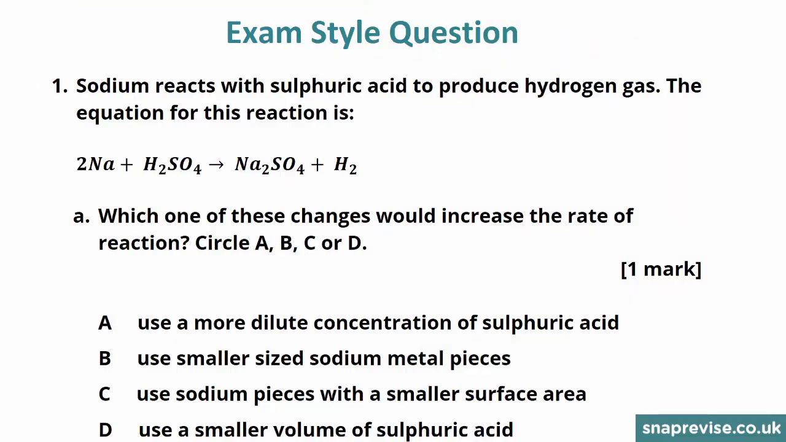Hi guys, in this video we're going to be looking at an exam style question about rates, collision theory and catalysts. This question starts by reminding us that sodium will react with sulfuric acid in order to produce hydrogen gas, and we're given an equation for this reaction, which we can see has been balanced. This reaction is an example of the standard reaction between a metal and an acid in order to produce a salt and hydrogen.